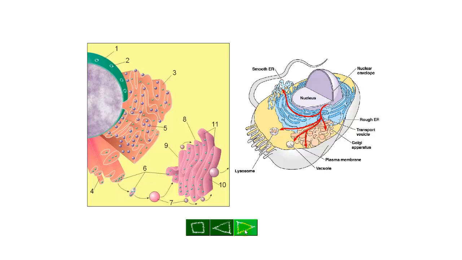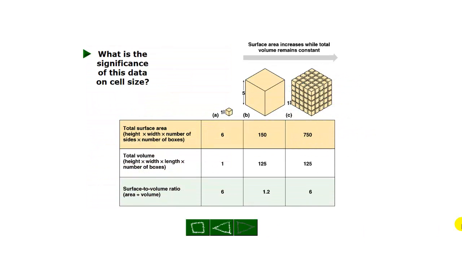And the last diagram is a question. What is the significance of this data on cell size? We used to do a lab where you basically blew up balloons. You had a baby balloon, you had a mommy balloon, and you had a daddy balloon, and then you calculated the volume and you calculated the surface area, and then you divided the surface area by the volume, and you got these numbers down here, surface area to volume ratio. That ratio is significant, and it tells you something very important about cells.